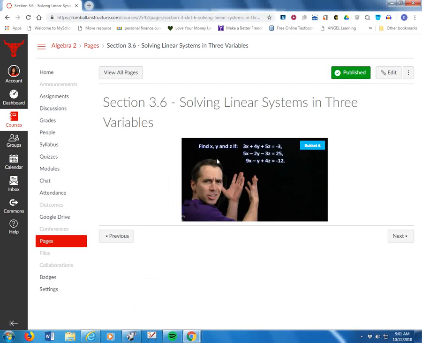The last section of the chapter, which means I'm going to give you today and tomorrow to work on 3.6. We'll be reviewing on Wednesday and a chapter test on Thursday. No school on Friday.